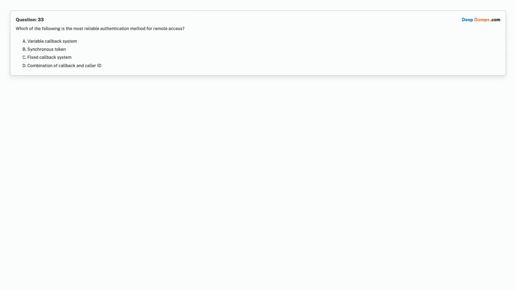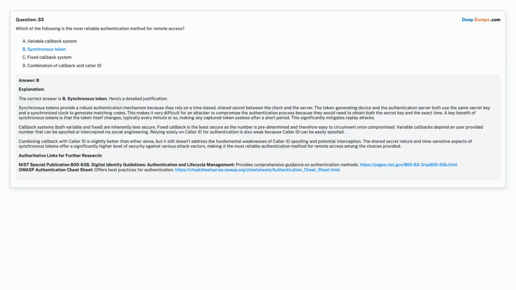Question 33. Which of the following is the most reliable authentication method for remote access? Option A, variable callback system. Option B, synchronous token. Option C, fixed callback system. Option D, combination of callback and caller ID. Choose the correct answer. Correct answer is option B, synchronous token.